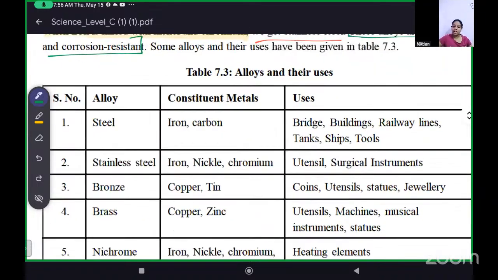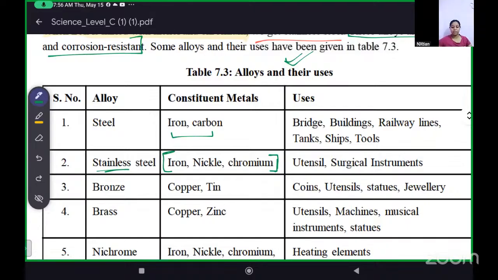Okay, here are alloys and their uses. You can learn some of these. First is steel. Steel is made up of iron and carbon. When we combine iron and carbon, we obtain steel. What is steel used to make? It's used to make bridges, buildings, railway lines, tanks, ships, and tools. Then comes another alloy called stainless steel. Stainless steel is made when we mix iron, nickel, and chromium. Okay, when we mix these three together, we get stainless steel. What is it used for? It is used for making utensils and surgical instruments.